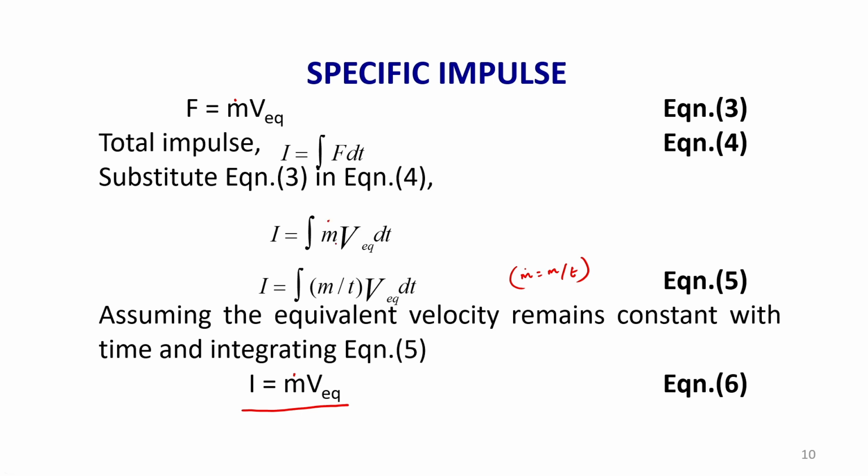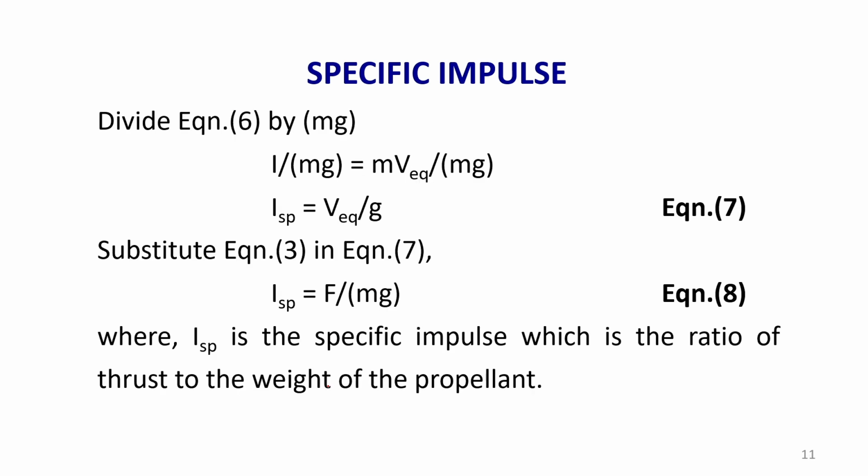I am replacing this mass flow rate as mass by time. So, m by t, and when we integrate dt we will get t, the integral of dt is t, and already I have got 1 by t. So, t and t will get cancelled. So, I will get impulse in terms of mass, not mass flow rate. Okay, so the error is regretted. This t and the integral of dt will get cancelled. So, m into V equivalent.